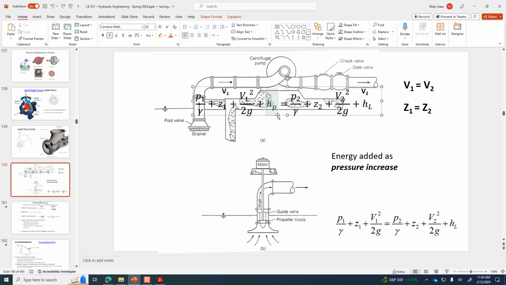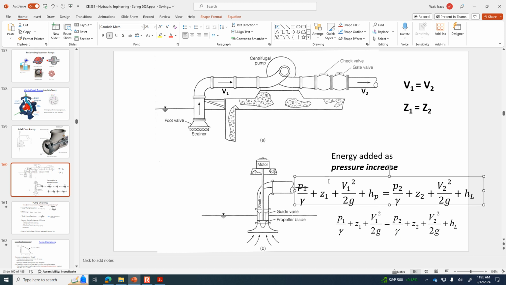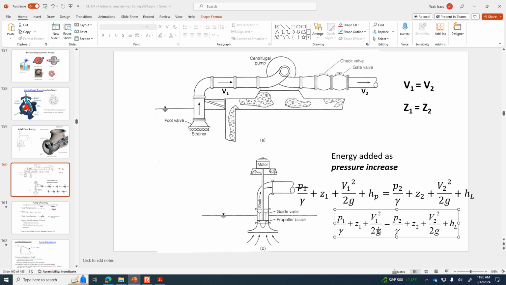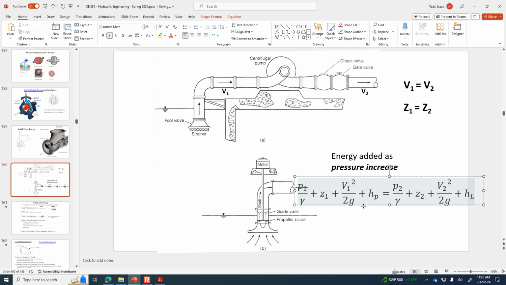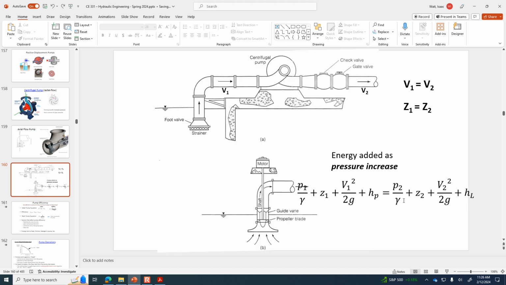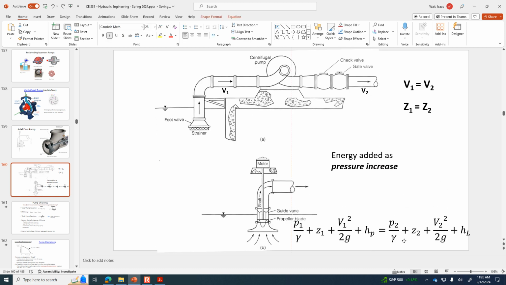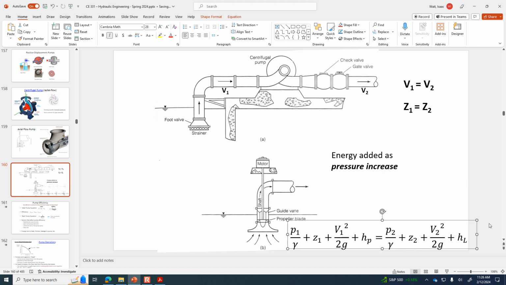So here's the full version of the energy equation. The important thing to keep in mind is that if you are looking at which side of the formula to add it, it is on the left-hand side of the equation. So if we're saying here at location 1, the amount of energy at 1 plus the energy added by the pump is equal to the energy at 2. If these two are really close together, there wouldn't be frictional losses between them.